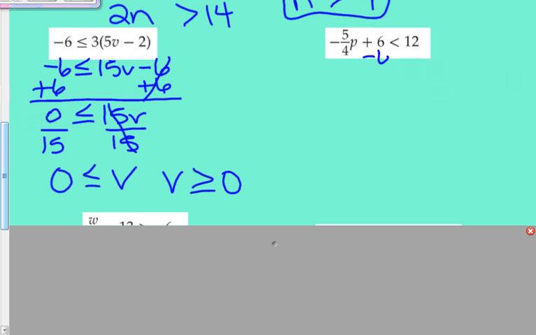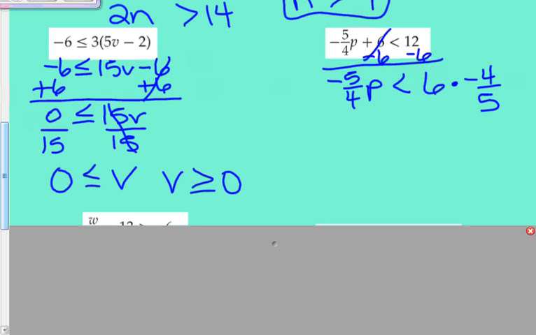First, we'll get rid of our whole number by subtracting 6 on both sides. Negative 5/4 p comes down, less than 12 minus 6 is 6. Now to get rid of a fraction that's being multiplied, in one easy step is you flip it and multiply it on the other side. So we'll take the negative 5/4, flip it over, and multiply a negative 4/5 over here. And I took a negative across the inequality symbol, so I have to flip it around.